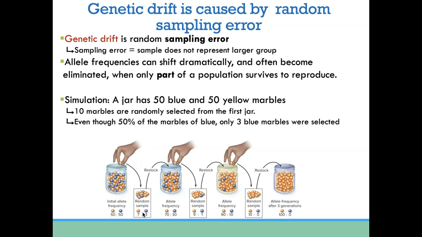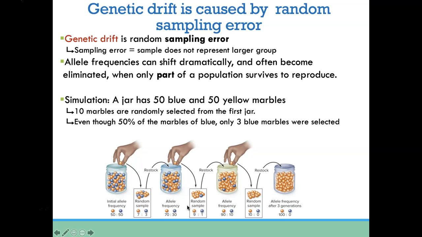So suppose that represents my allele frequency, so to speak. If I restocked the jar for the next generation, I would have 70 yellow marbles and 30 blue marbles now. That sampling error does not represent the larger whole. So now if I keep on picking 10 marbles from here, I would get, let's say, 9 yellow marbles and 1 blue marble.